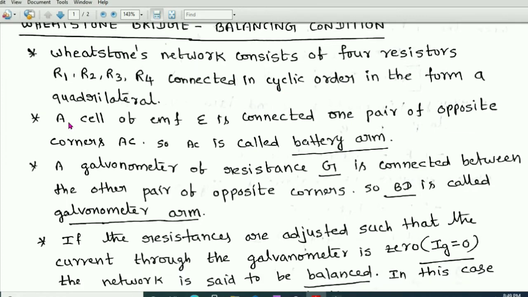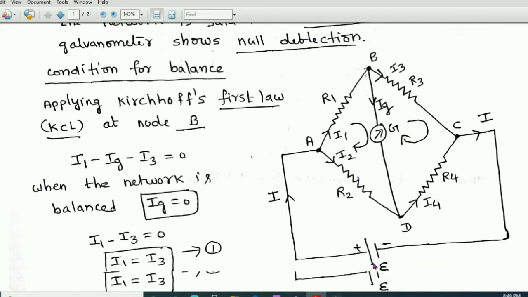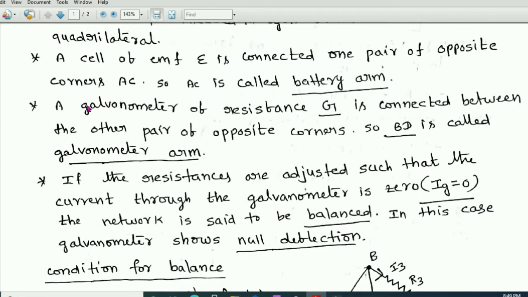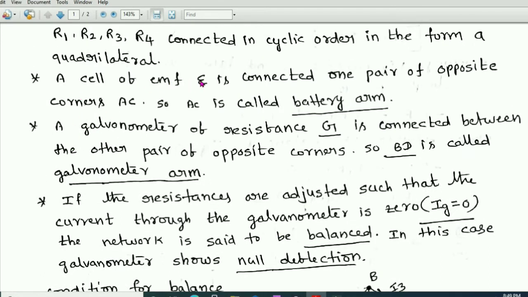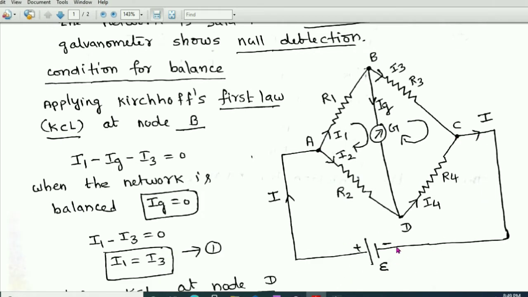Now here, a cell of EMF E is connected across one pair of opposite corners. See here, the points A and C. For these opposite points, a cell of EMF E is connected. That's why AC is called the battery arm, because between these 2 points A and C, a cell is connected.